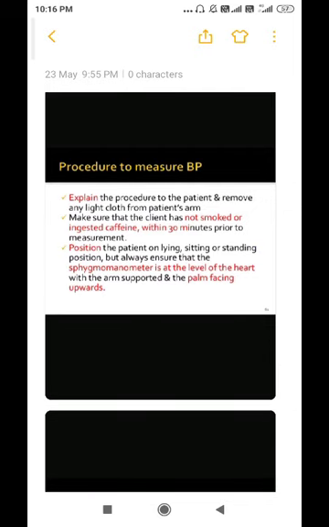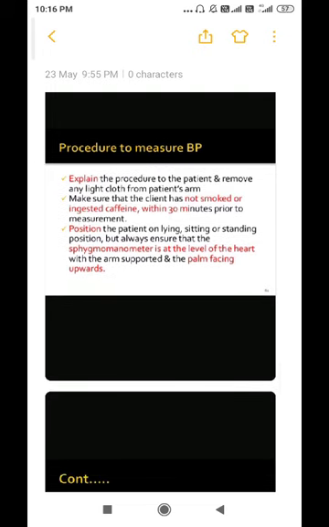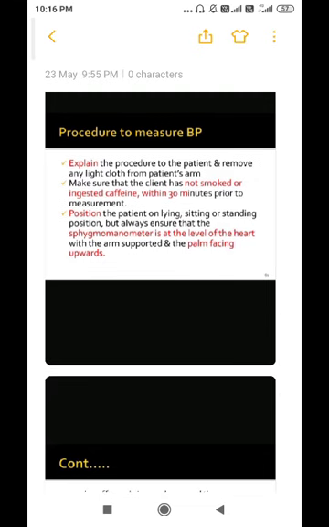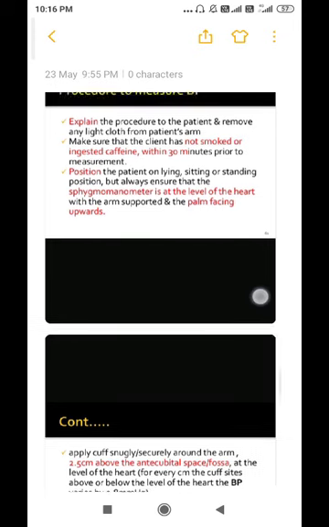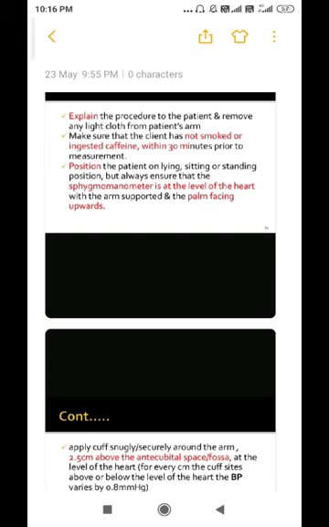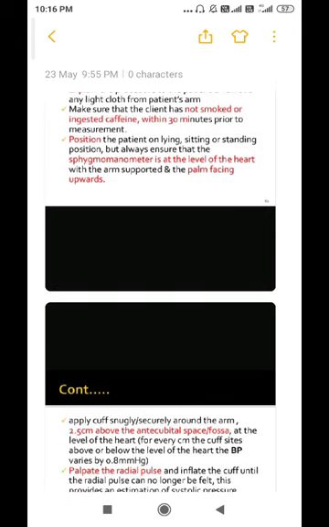Now the procedure to measure blood pressure. Explain the procedure to the patient and remove any tight clothing from the patient's arm. Make sure that the client has not smoked or ingested caffeine within 30 minutes prior to measurement. The position can be lying, sitting or standing, but always ensure that the sphygmomanometer is at the level of the heart, with the arm supported and the palm facing upwards.